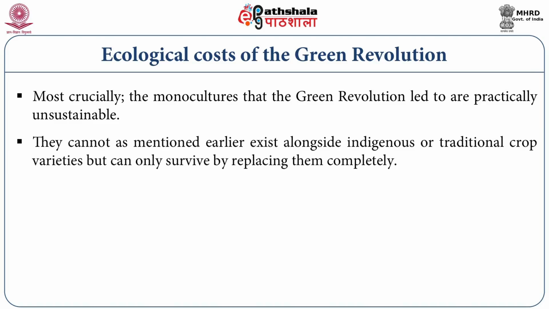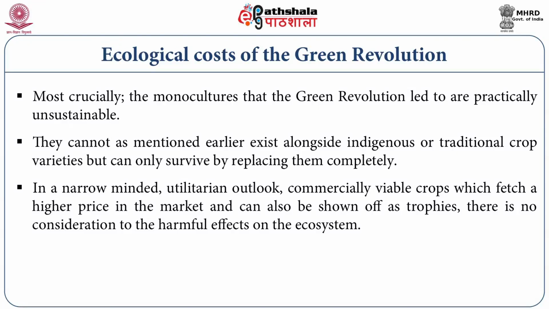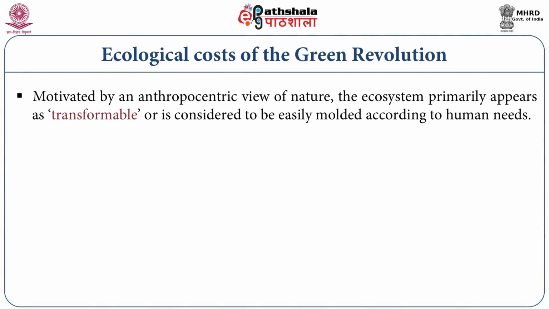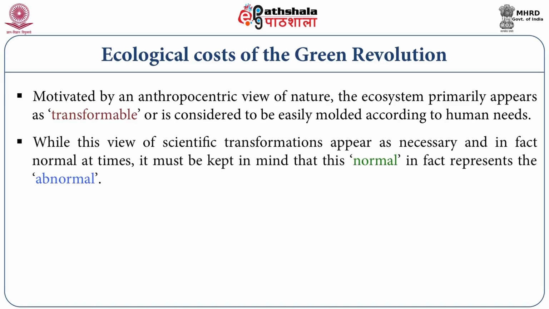They cannot, as mentioned earlier, exist alongside indigenous or traditional crop varieties, but can only survive by replacing them completely. In a narrow, utilitarian outlook, commercially viable crops which fetch a higher price in the market and can also be shown off as trophies, there is no consideration of the harmful effects on the ecosystem. Motivated by an anthropocentric view of nature, the ecosystem primarily appears as transformable or is considered to be easily molded according to human needs. While this view of scientific transformations appears as necessary and in fact normal at times, it must be kept in mind that this normal in fact represents the abnormal.